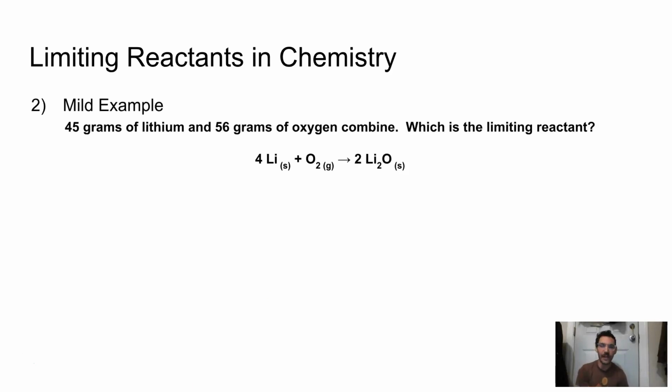Why don't you pause the video, pull out your stoichiometry roadmap, and see if you can solve this on your own. Give it a shot. Cool. Well, you gave that a shot. Let's talk about it together. For either of these, I'm going to need to convert my 45 grams of lithium into product, and I'm going to convert my 56 grams of oxygen into product, and we'll see how this goes.